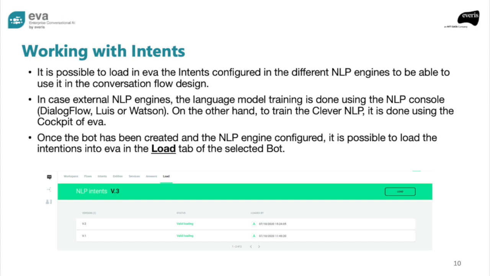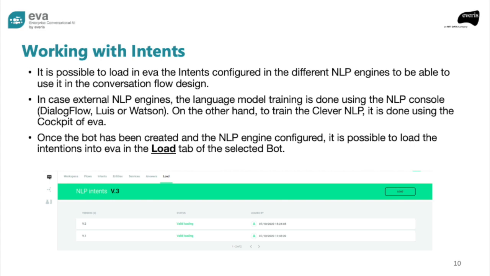After a thorough review of its evolution and the different models, in the current version a new working model was determined, the reconciliation model. This model consists in that for the third-party vendors, Dialogflow, Watson and Luis, the intentions and entities are trained directly in the NLP console, and when required a reconciliation/import of the NLP model to the Eva platform is performed. The exception is the case of Clever, the Everest on-premise engine, where work continues on the training model in the cockpit and the loading/exporting of the model to Clever.